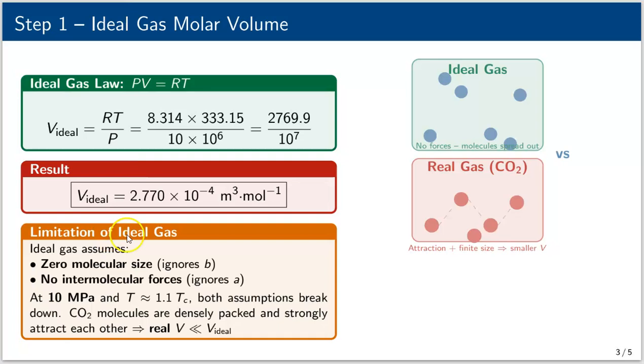So limitation of ideal gas: we know that ideal gas assumes zero molecular size, ignoring b, and no intermolecular force, ignoring a. At high pressure, 10 megapascal, and T equal to 1.1 Tc, both assumptions break down. Carbon dioxide molecules are densely packed and strongly attract each other. So that means real V is much less than V ideal.